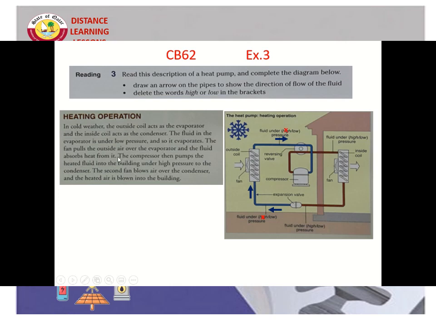Now when you come here, you see that the compressor then pumps the heated fluid, so this one goes into the compressor. Now the compressor pumps the heated fluid into the building under high pressure. So basically now the fluid is under high pressure, so we delete the low pressure here, and so we continue with the arrow, and the fluid is still under high pressure, so we're going to delete the low pressure. Now compare this with your answer, and I hope you get yours correctly.